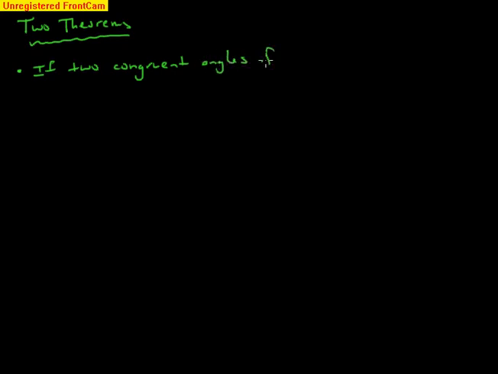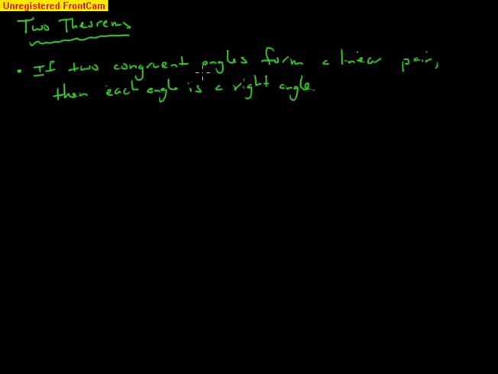So there's a couple of the theorems about perpendicular lines that I want to draw to your attention. Okay, so theorems, and there's going to be two theorems. They really don't have names. We're just going to write them out. Okay, so here's the first one. We'll use bullet points. If two congruent angles form a linear pair, then each angle is a right angle.